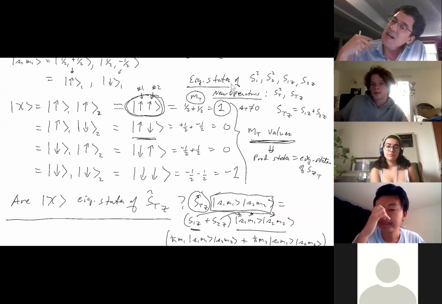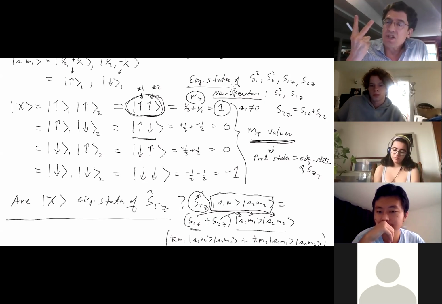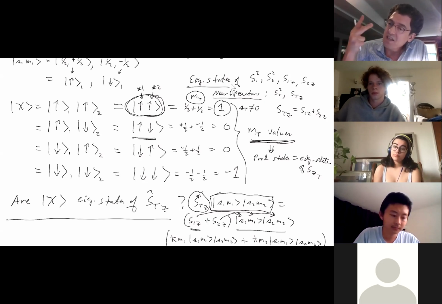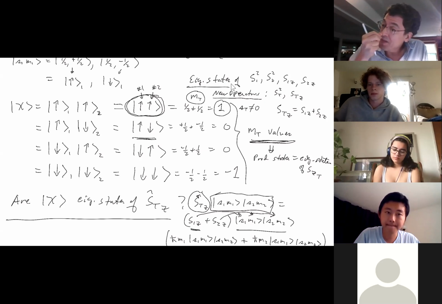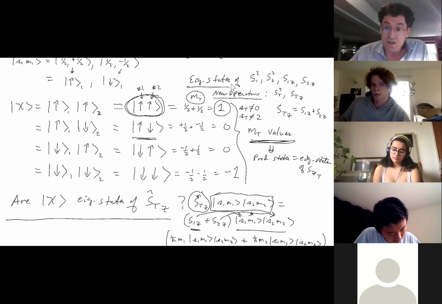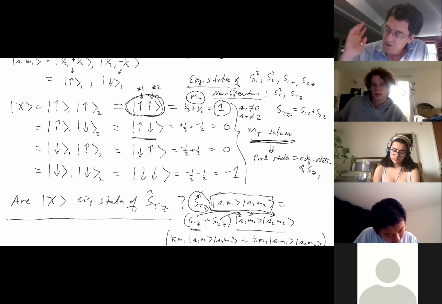Now, the thing is, if I had a state that had M total equals 2, I could always hit it with a lowering operator, and then it would have M total equals 1, M total equals 0, minus 1, minus 2. So basically, the fact that there's no states that have M total equals 2 means that there are no S total equals 2 states in this manifold. So they don't exist. So there are no S total equals 2 states because there's no M total equals 2 state. So there's no S total equals 2, there's no S total equals 0.